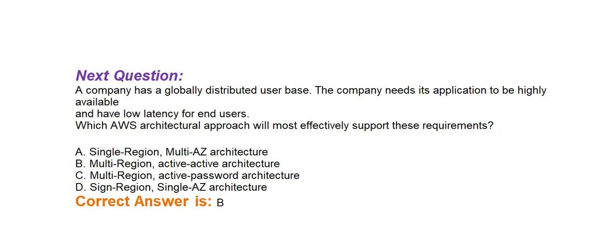Question is, a company has a globally distributed user base. The company needs its application to be highly available and have low latency for end users. Which AWS architectural approach will most effectively support these requirements?